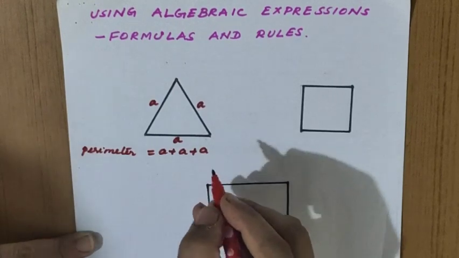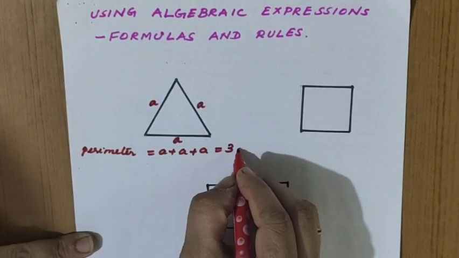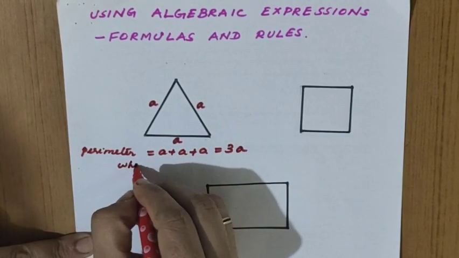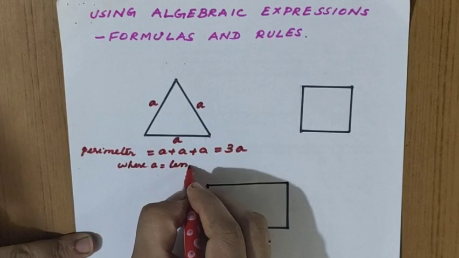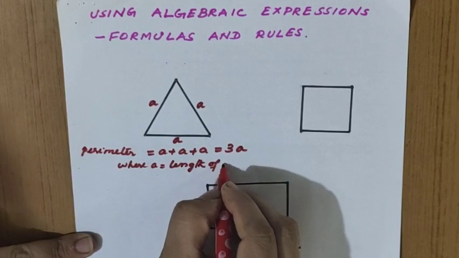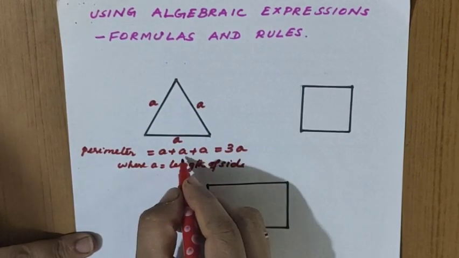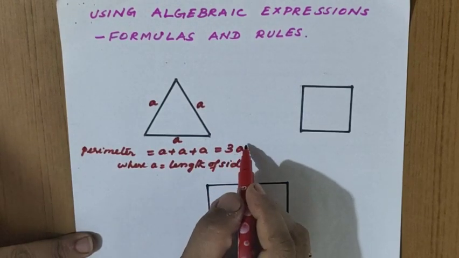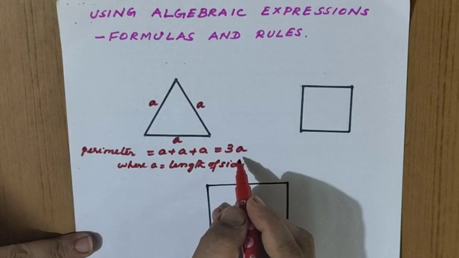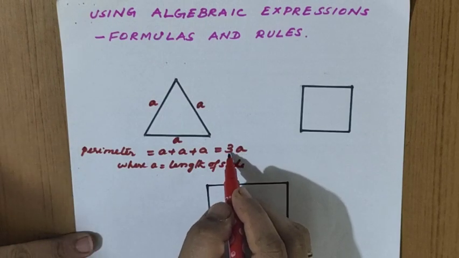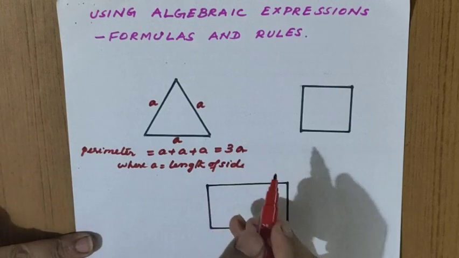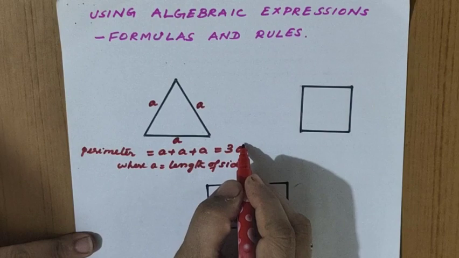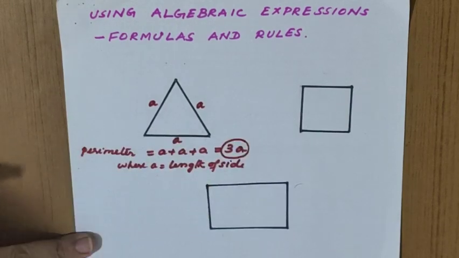Now instead of this, we can write 3 into a, where a equals the length of the side. So instead of writing a plus a plus a, we can write 3a. That is the formula, and we can call it an algebraic expression also, because variables, constants and operations are all involved here. Now this is easy to remember and easy to calculate also.